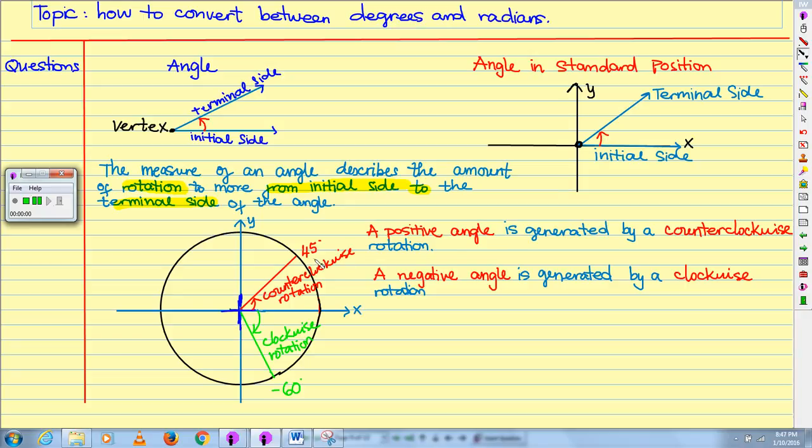Now, for angles, we do have positive angles and negative angles. A positive angle is generated by a counterclockwise rotation from the initial side to the terminal side. So this angle is a positive 45-degree angle, because one counterclockwise rotation is 360 degrees.